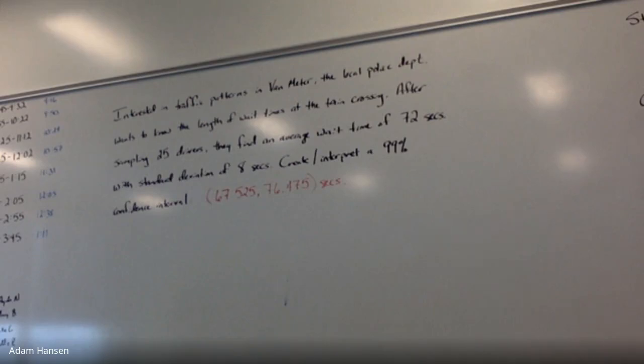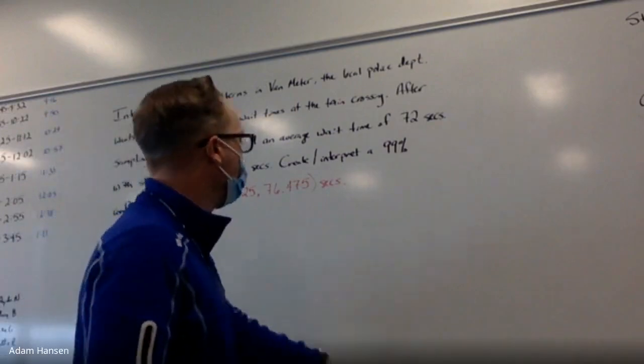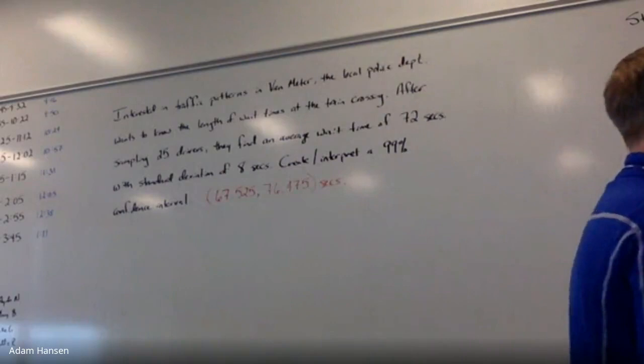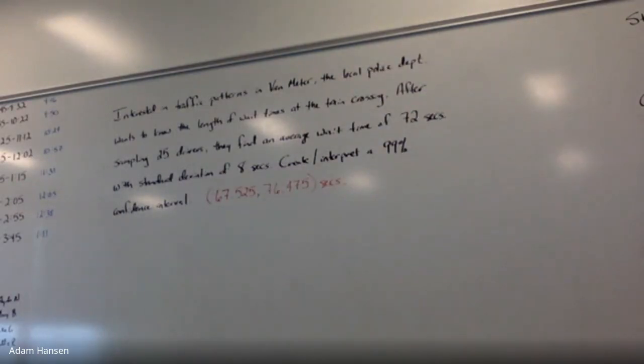Interested in traffic patterns here in town, the local police department wants to know the length of wait times at the train crossing. After sampling 25 random drivers, they find an average wait time of 72 seconds with a standard deviation of 8 seconds. Create and interpret a 99% confidence interval for the data. It should be approximately what I have on the board in red.